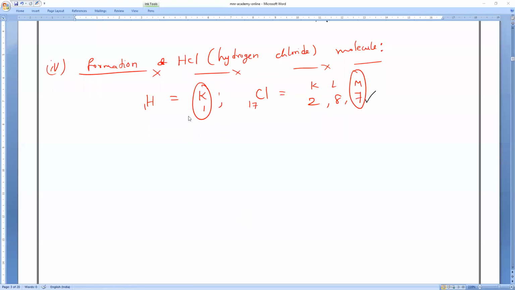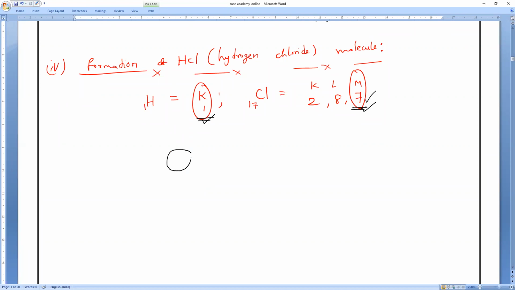So if you observe here, hydrogen will share one electron. Chlorine also will share one electron, because hydrogen, to become stable, needs to share one electron. Chlorine also, to become stable in nature, needs one electron. So both will start sharing one electron each. So how will it be?